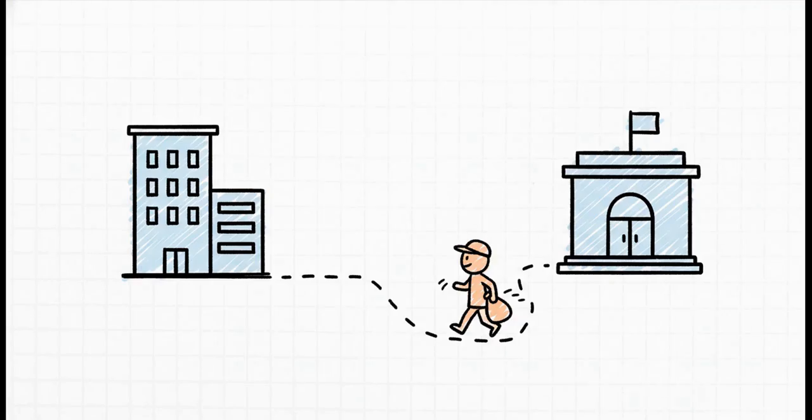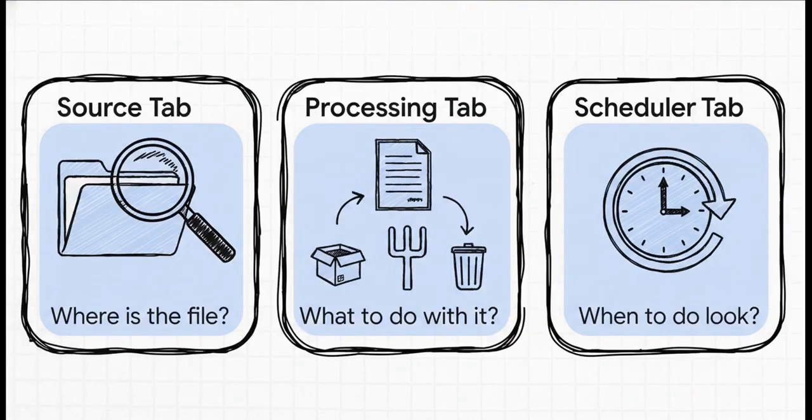A really simple analogy makes this super clear. The sender adapter is basically your company's mailroom clerk. This clerk doesn't just wait for mail to show up. Nope, they proactively go to the post office, that's our FTP server, on a set schedule to pick up any packages that are waiting for the company. And when you get down to configuring this, it really just boils down to answering three basic questions. The Source tab is all about where to look for the file. The Processing tab defines what you're going to do with it once you've picked it up. And the Scheduler tab just determines when to go looking. That's it. Where, what, and when.